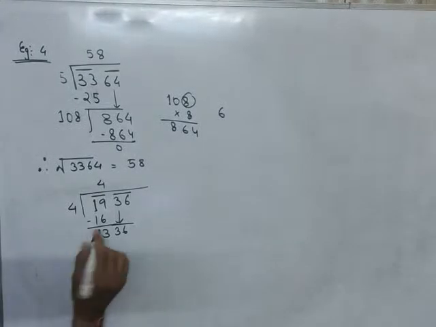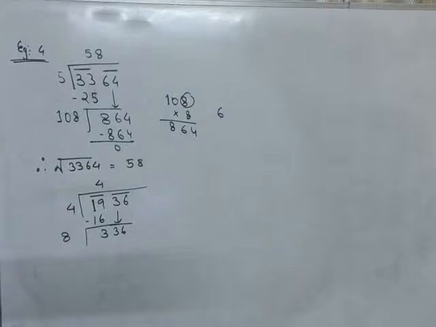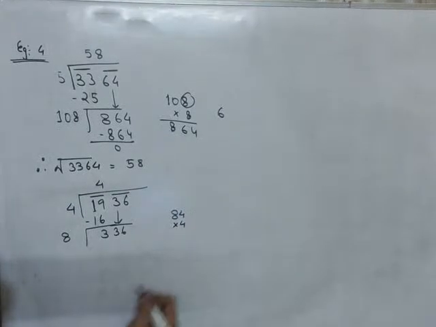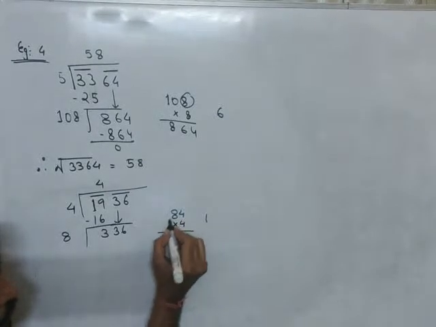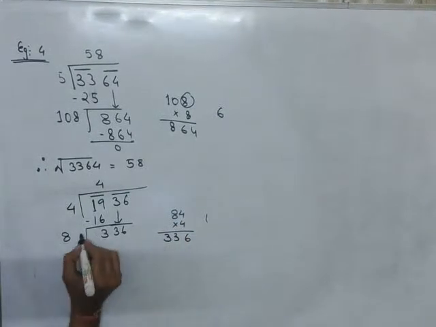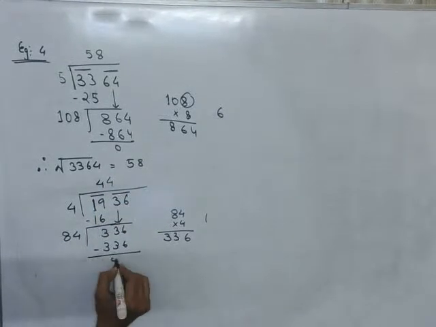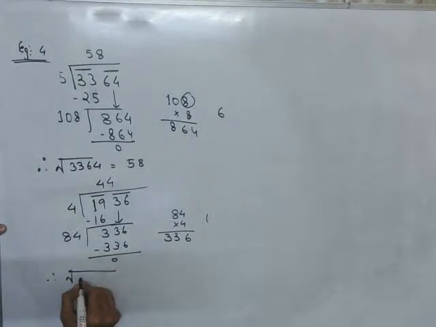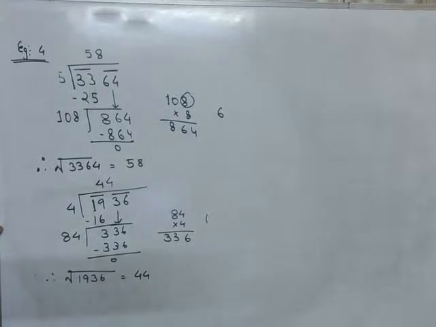Now double of 4 is 8. I have to write a number with 8 and multiply that number with the whole one. So if I write 4 with 8, I have to multiply 84 with 4. 4 into 4 is 16, carry 1, 8 into 4 is 32 and 1 is 33. 4 times. Remainder is 0. That means the square root of 1936 is equal to 44. Clear?